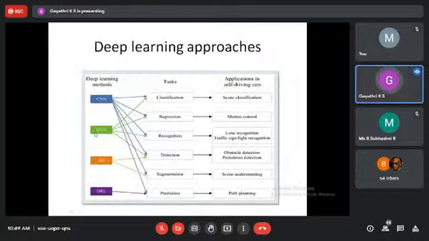A lot of deep learning algorithms are being used, such as CNN, RNN, and AE. People who are interested can look at a lot of studies. There is a lot of literature, surveys, and projects available in deep learning on this aspect. A lot of deep learning algorithms are being used for different purposes in motion planning.